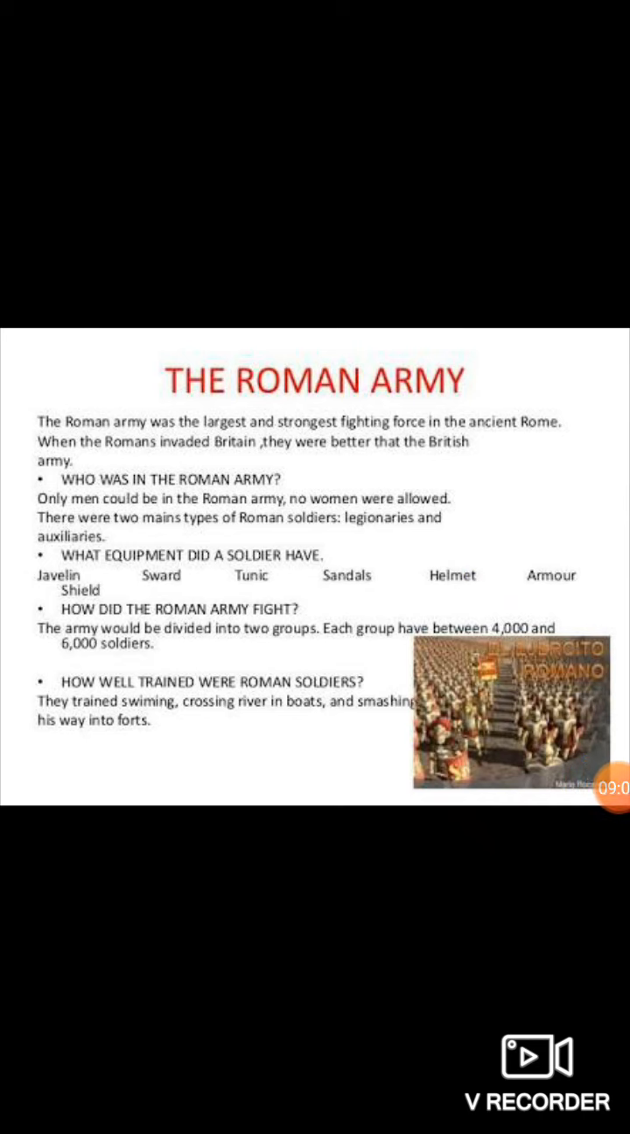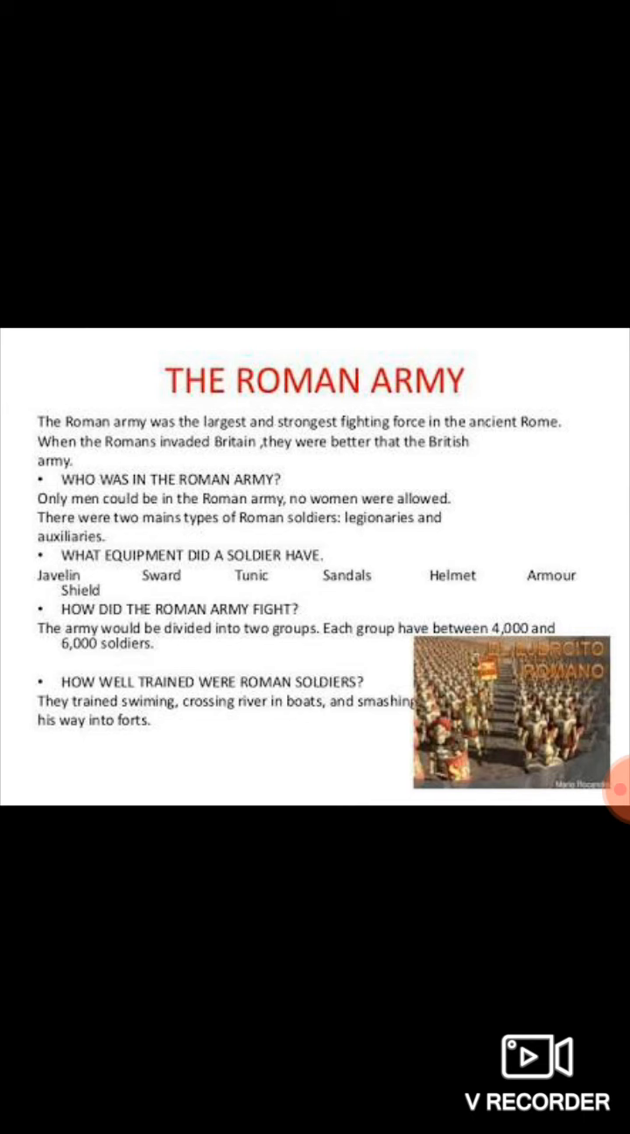Apart from the king and the Senate, the third important pillar of the Roman civilization was the Roman army. The Roman army was the largest and the strongest fighting force in ancient Rome. When the Romans invaded Britain, they were better than the British army.